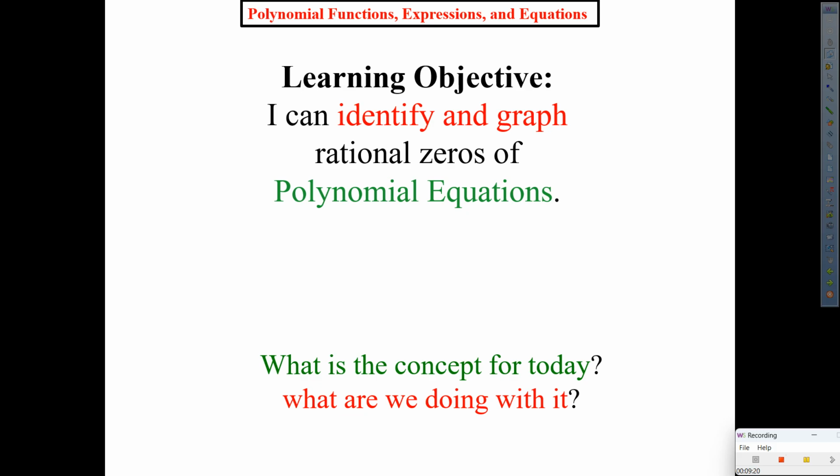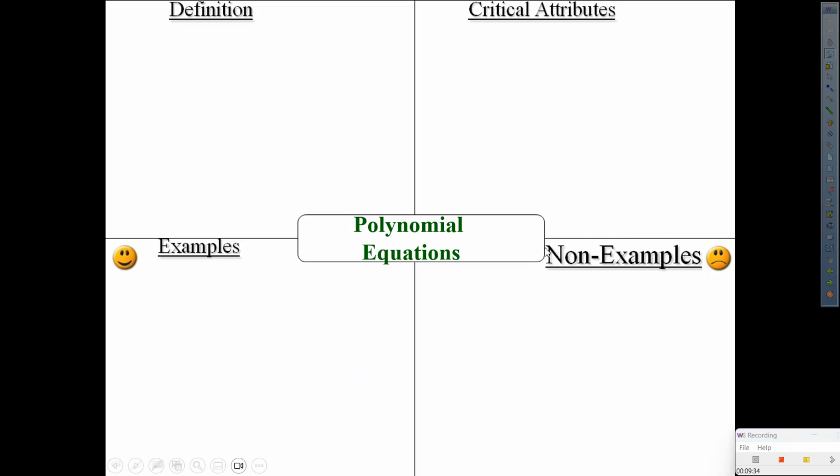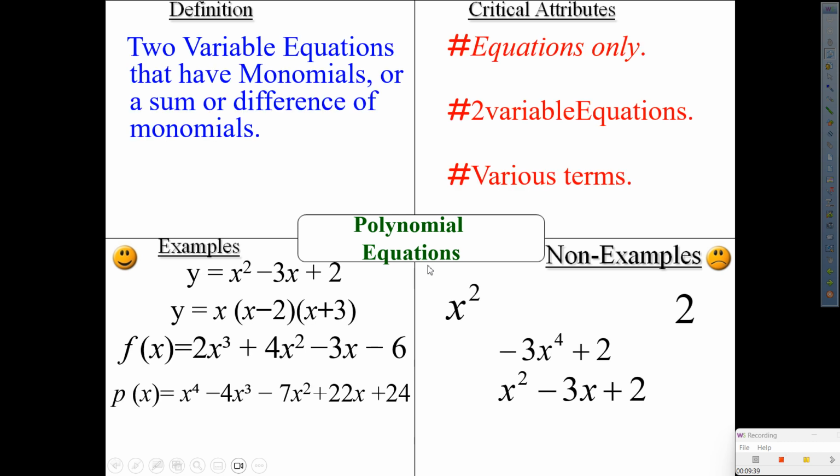All right, here we go. Well, we don't need our Chromebooks for this one because it's going to be packed with stuff. So, once again, we're still in the middle of polynomial equations, but today we're identifying and graphing our rational zeros. So, we know what polynomials are for polynomial equations. We have the notes on that. That's what they look like. That's what we've been working with.